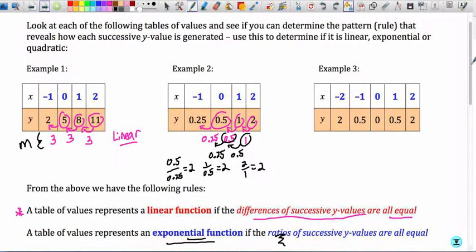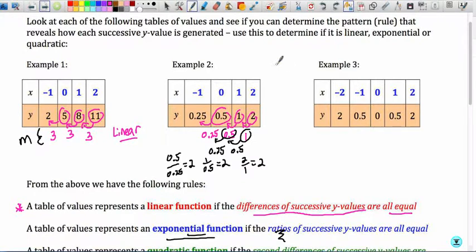Okay, so one more time for example 3, I'm going to go back to the subtracting process and we'll see. So we have 0.5 minus 2, which is going to give us minus 1.5. We have 0 minus 1 half, which is going to give us minus 1 half, or minus 0.5.